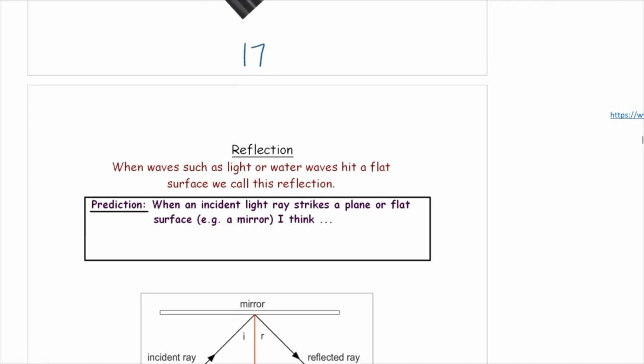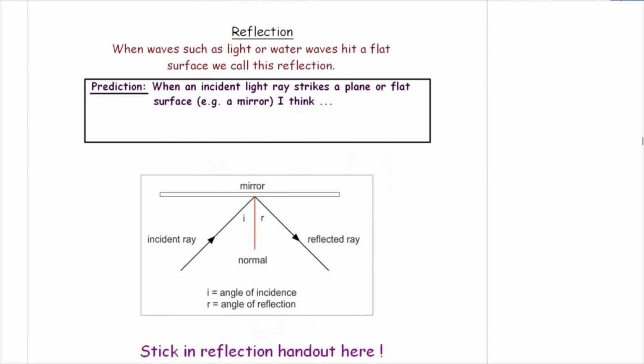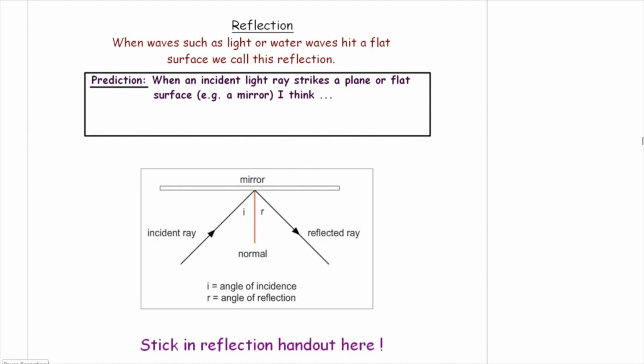Okay, turn over now then to page 18. And it says at the top, when waves such as light or water waves hit a flat surface, we call this reflection. Prediction. When an incident light ray strikes a plane or flat surface, for example a mirror, I think. Your turn now to write down here what you think is going to happen. Press pause, then press play when you've filled in your answer.